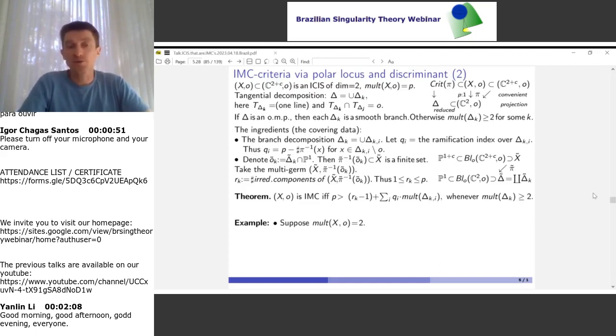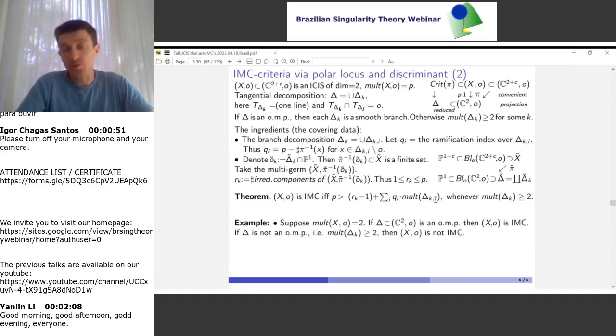So let's start from the case of multiplicity 2. There are not too many surface singularities of multiplicity 2. Now, let's try to see this. So P is 2. So how can such an inequality hold? 2 must be bigger than something, which is certainly at least 1. So we don't have a lot of choices. If the discriminant is an ordinary multiple point, then x0 is inner metrically conical, as we saw on the previous slide. And if the discriminant is not an ordinary multiple point, which means the multiplicity of some delta k is bigger or equal than 2, then x0 is not inner metrically conical. So this closes the case of germs of multiplicity 2. Very simple manner.